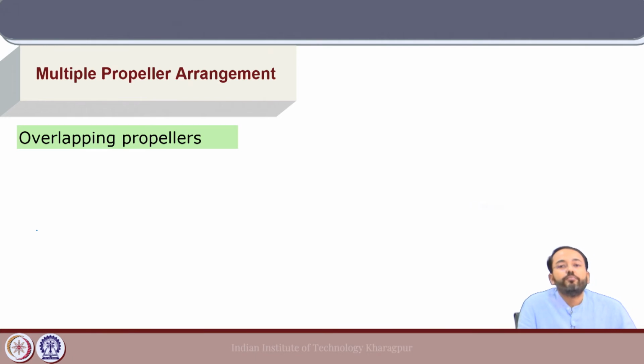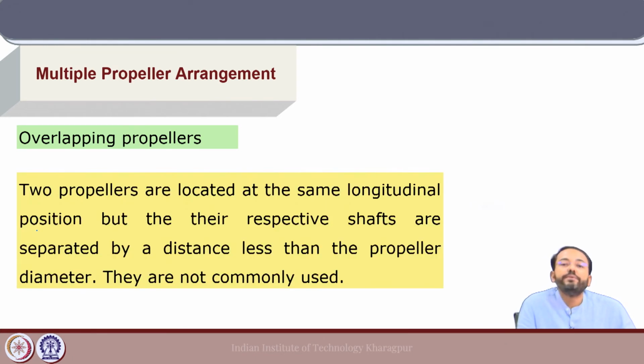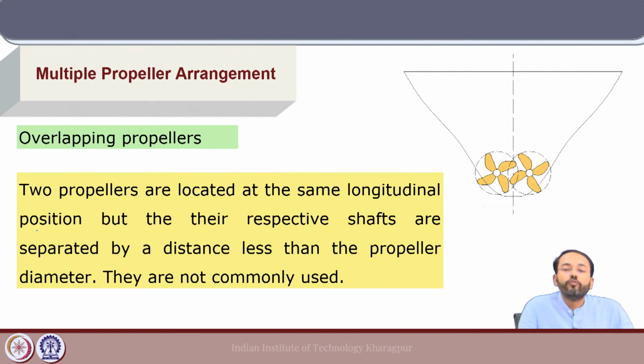Another example of multiple propeller arrangement which has very limited application is the overlapping propellers. Here two propellers are located at the same longitudinal position behind the ship at the stern, but their shafts are separated by a distance which is typically less than the propeller diameter. That means, when the blades rotate, the area swept by these blades will have some overlap.